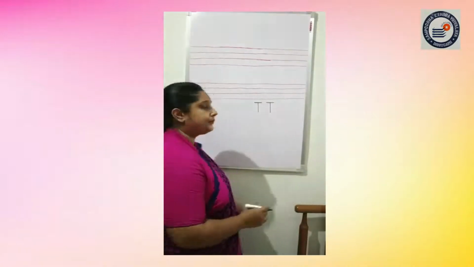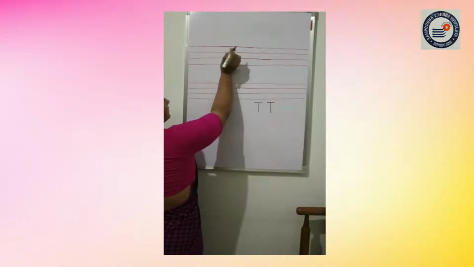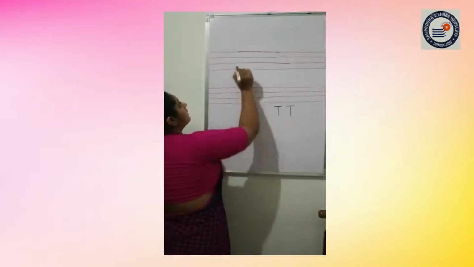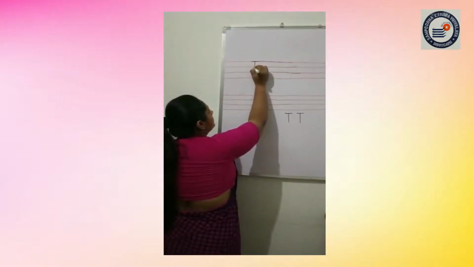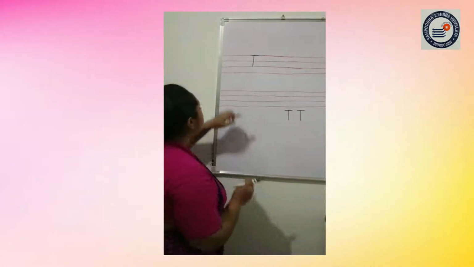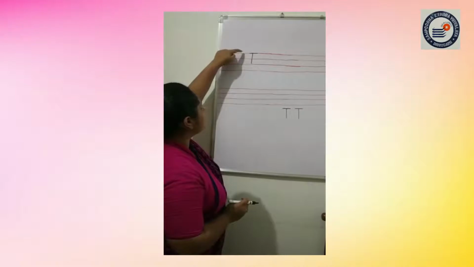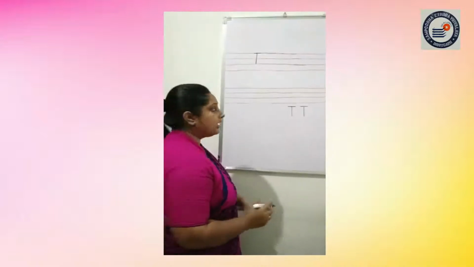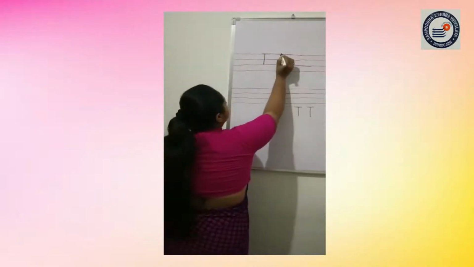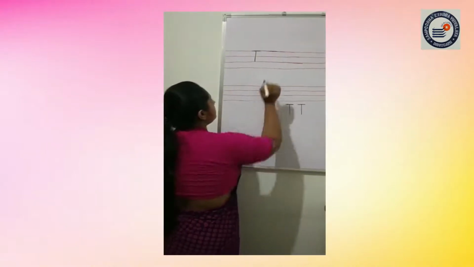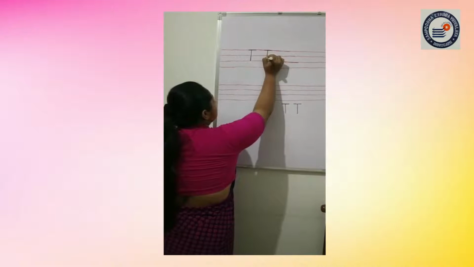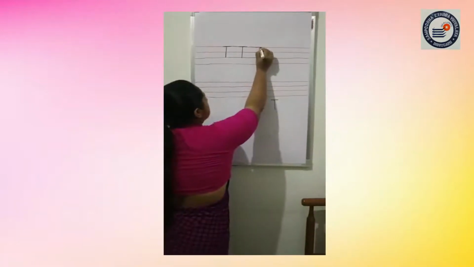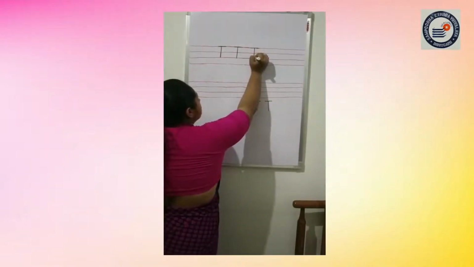Now I will show you in this four line. In the first line, we will draw the slipping line like this. Then from the middle of the slipping line, we will come to the third line. We will use all the three lines. 1, 2, 3. And we got our T. I will show you one more time. Slipping line and the standing line. We got our big letter T.